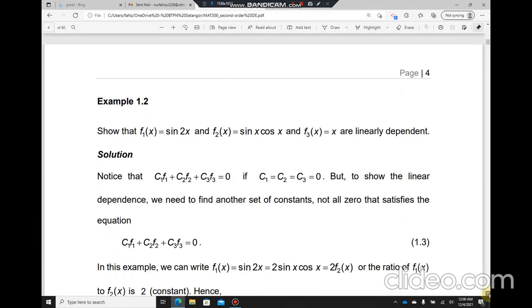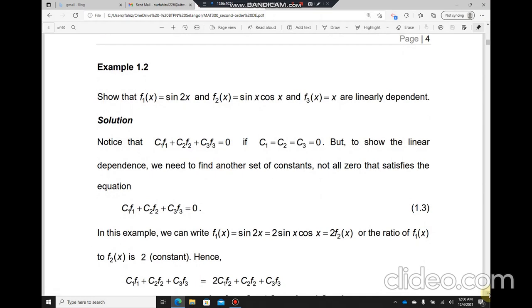Okay, next, example 1.2, show that f1(x) equals to sin 2x and f2(x) equals to sin x cos x and f3(x) equals to x are linearly dependent. Okay, how to show that the function here is dependent? Okay, so notice that C1 F1 plus C2 F2 plus C3 F3 equals to 0 if C1 equals to C2 equals to C3 equals to 0. But to show the linear dependence, we need to find another set of constants, not all 0, that satisfy the equation C1 F1 plus C2 F2 plus C3 F3 equals to 0.